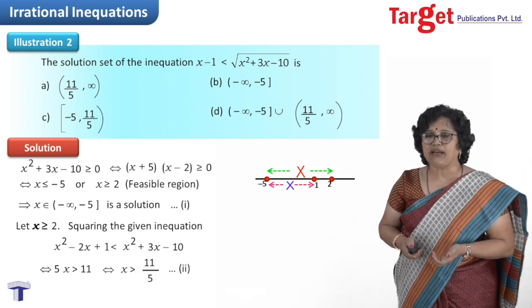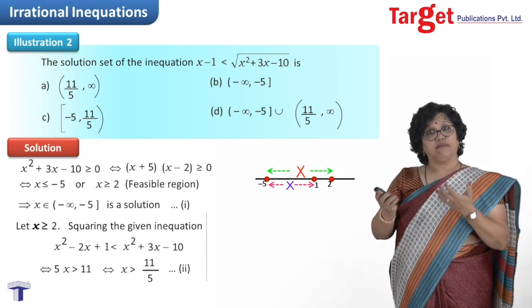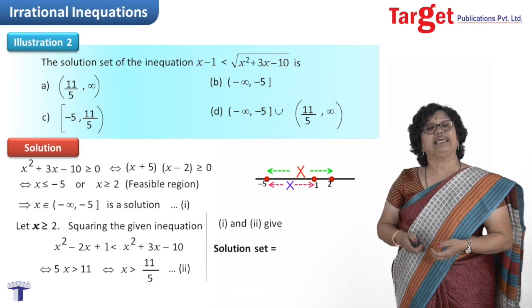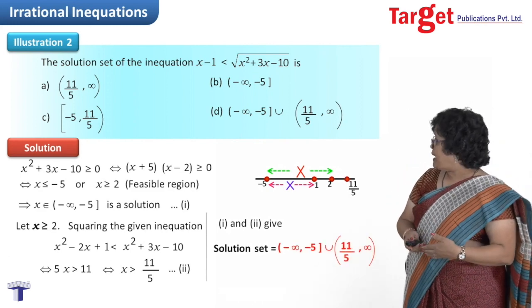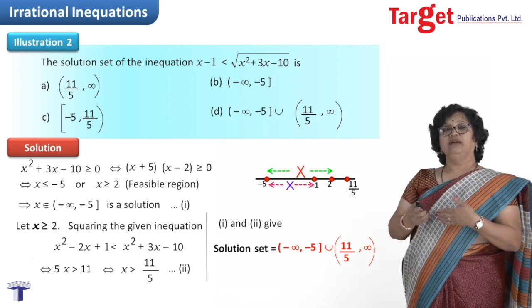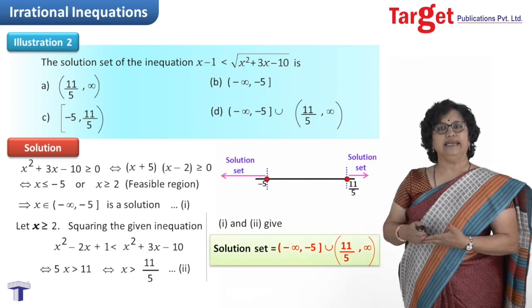Now where does 11 by 5 lie? Actually it is beyond 2. So if I bring 1 and 2 together, I will get the solution set as minus infinity to minus 5 closed, union 11 by 5 to infinity. So my final answer is D.